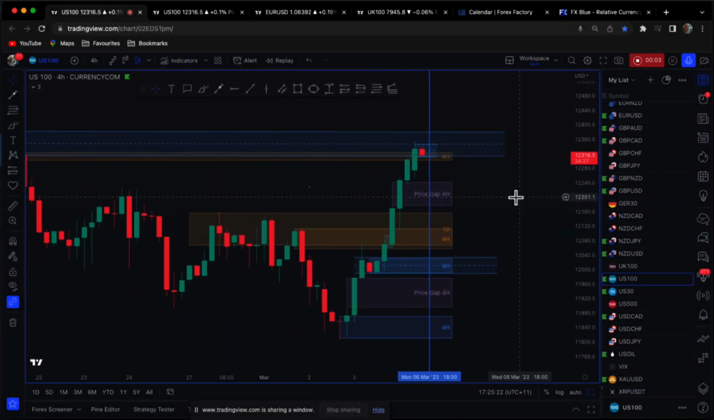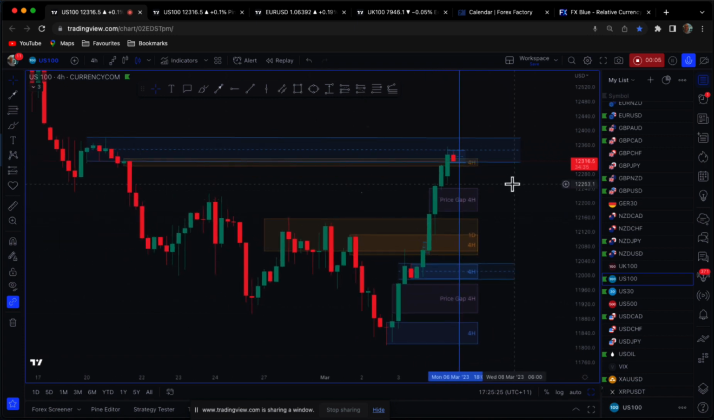Traders, Anthony here, looking at the US 100. Okay, so we've traded up into this balance area up here and rejected so far. I'm looking for a possible retrace down into this area here and these areas here.